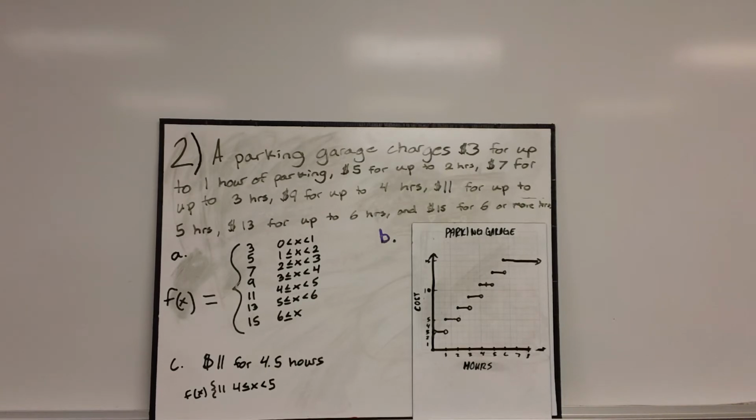I graphed the function with hours on the x-axis and cost on the y-axis, and I used an open circle on the first point because it wouldn't have made sense to the problem. The last point continues on because the price would be $15 after 6 hours and will continue to be $15 after.